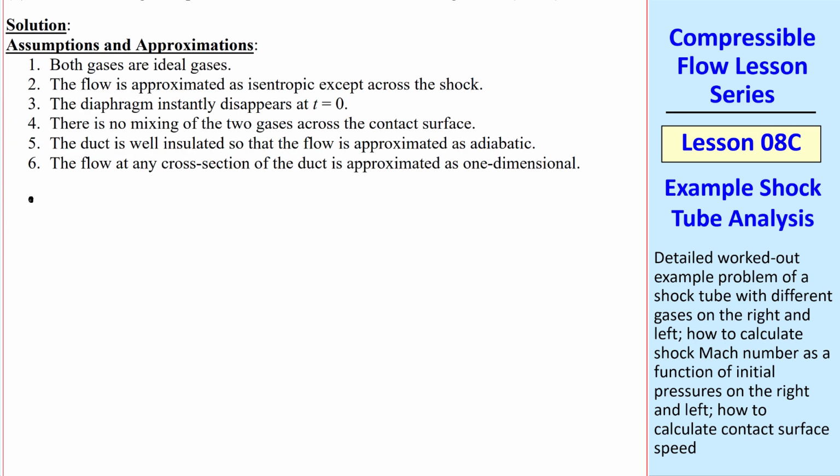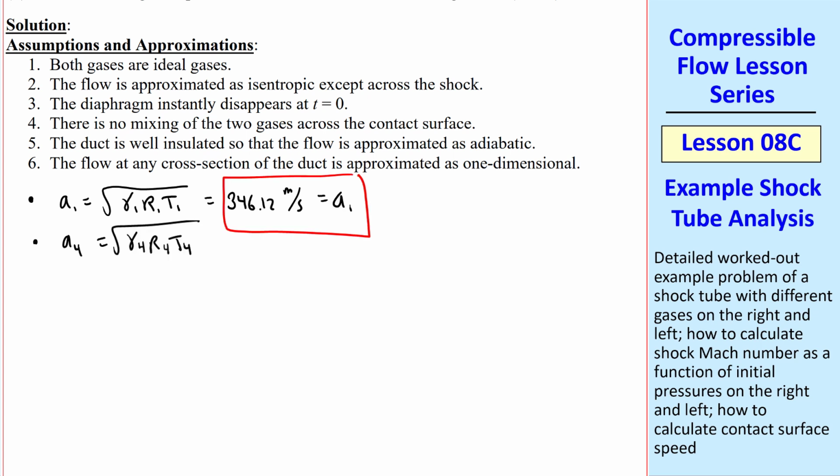Now let's solve for the properties. First, I can calculate the speeds of sound. In region 1, A1 is square root of gamma 1 R1 T1. This turns out to be 346.12 meters per second. A4 is the same thing except with subscripts 4, and this turns out to be much larger in the helium, about 1015 meters per second. And I'm keeping extra digits here to avoid round-off error later.